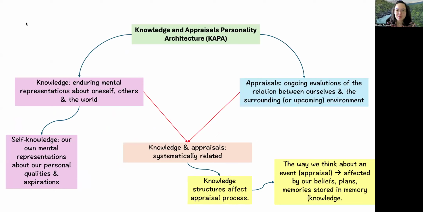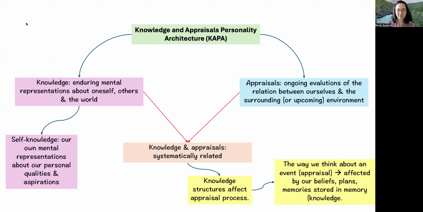Let's talk about knowledge and appraisals personality architecture, KAPA. Knowledge: enduring mental representations about oneself, others, and the world. Self-knowledge is our own mental representation about our own personal qualities and aspirations. Appraisals: ongoing evaluations of the relation between ourselves and the surrounding or upcoming environment.